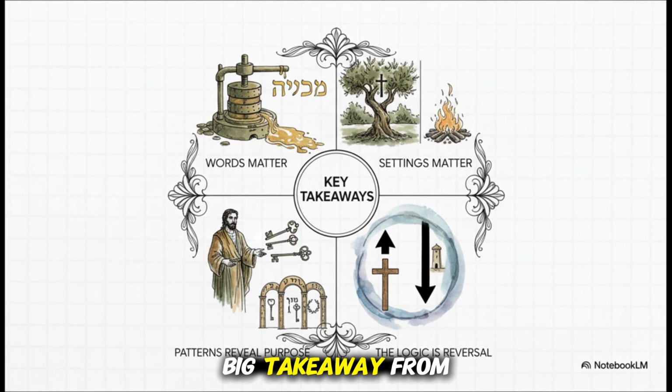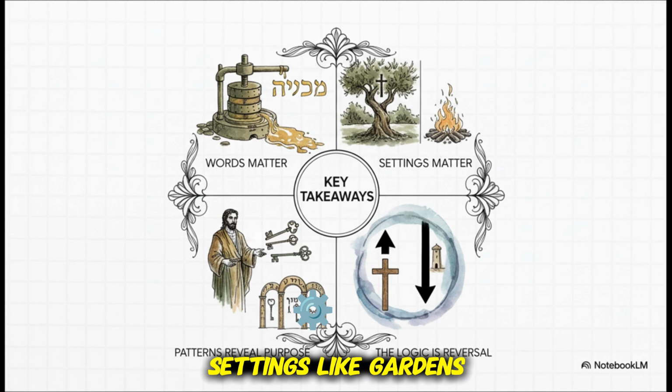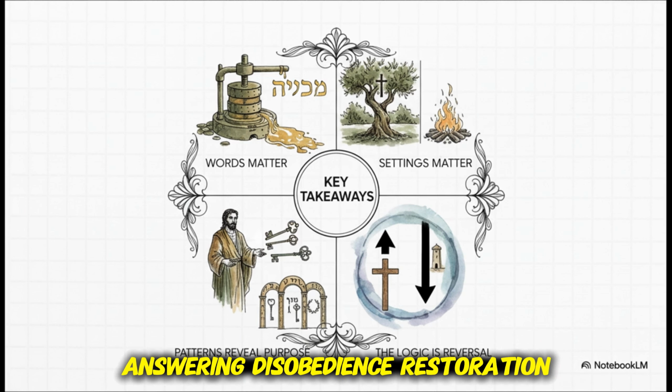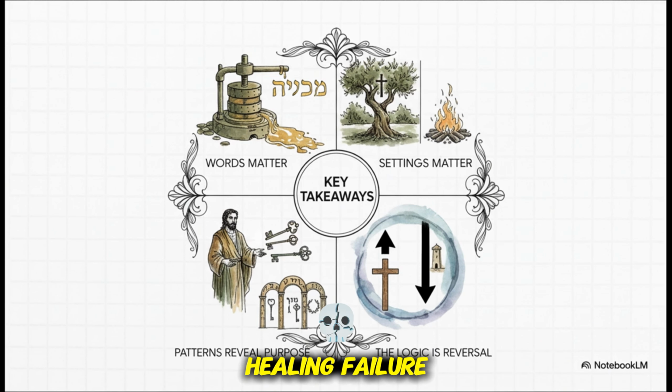So what's the big takeaway from all this? Well, it's that words, like Gethsemane, have this deep symbolic meaning. That settings, like gardens and charcoal fires, are deliberately chosen backdrops for these profound dramas, and that these recurring patterns reveal a purpose, a story of obedience answering disobedience, restoration healing failure, and a mission of ever-widening inclusion. And finally, the ultimate logic of this whole story is one of radical reversal.